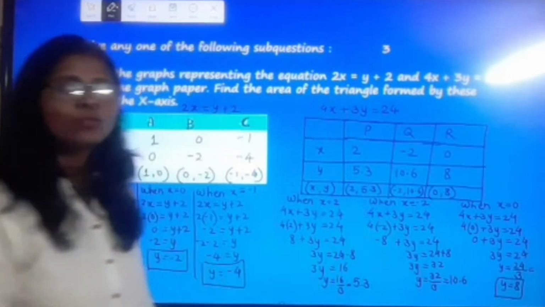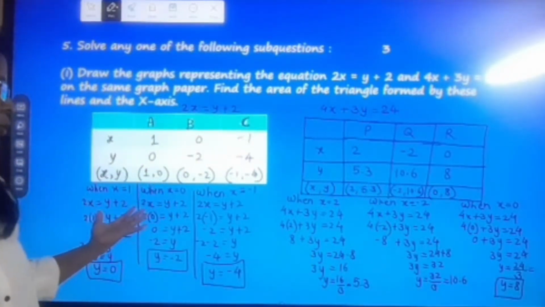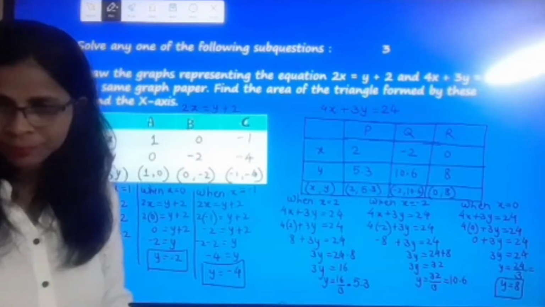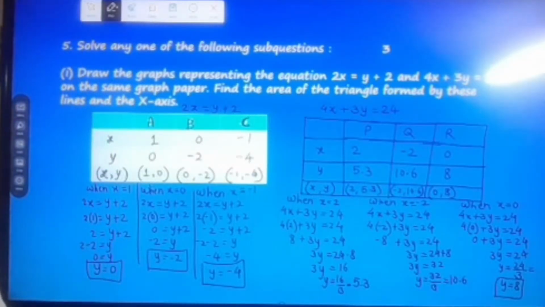Okay students, first write down these coordinates. See that example carefully.